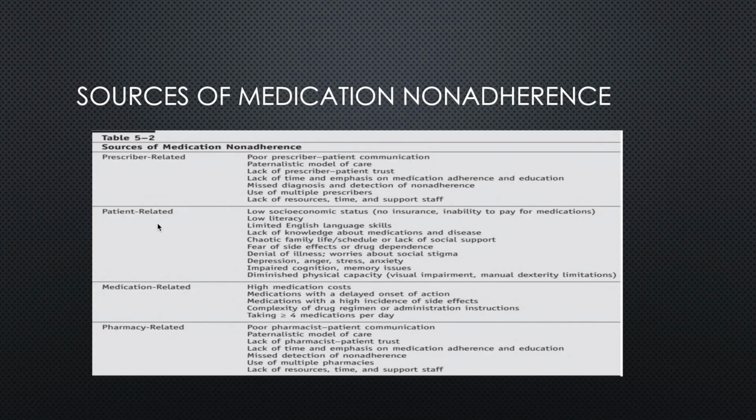Next, we have patient related. This more so has to do with the patient themselves, right? This could be due to a low socioeconomic status, meaning financially they struggle to get this medication. And this could be due to no insurance, low literacy. So patients may not understand the instructions for the medication, or they may not understand what the healthcare provider is trying to tell them.